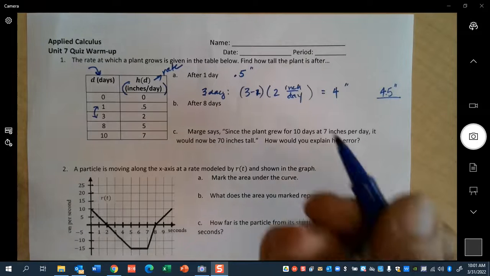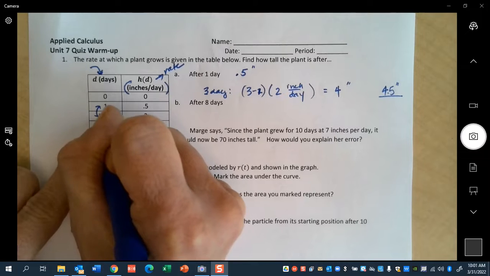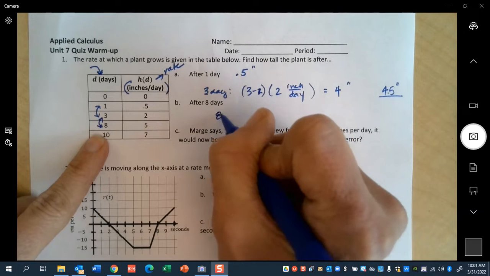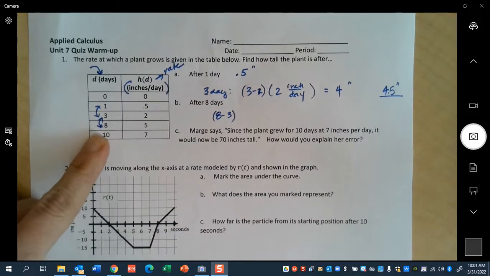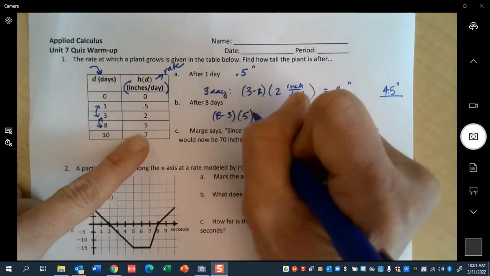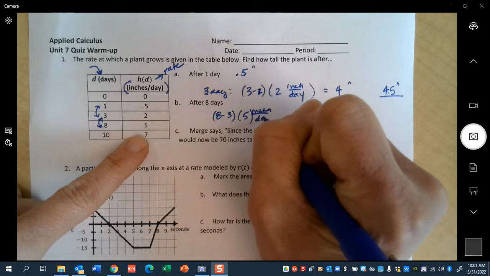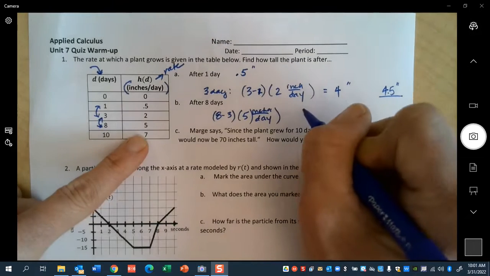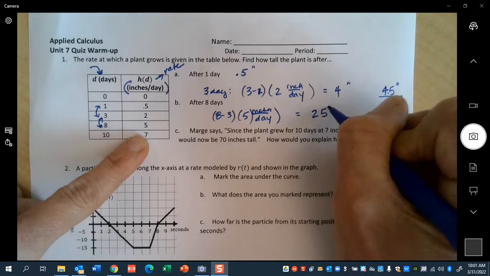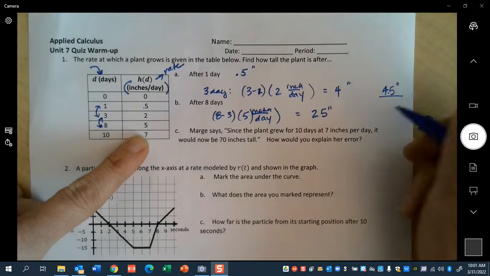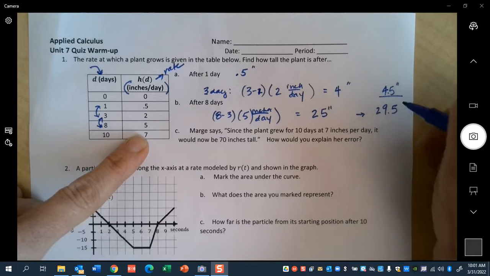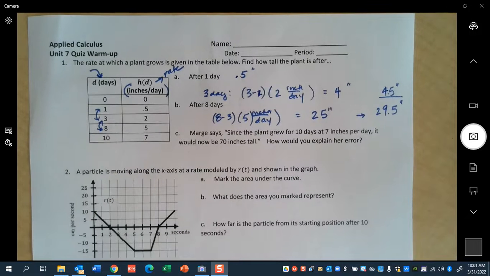We'll keep going. After 8 days, so what I have here is this conversation in here. So after 8 days, I'm talking about actually 5 days. And that 5 days, I'm going to go ahead and go with 5 inches per 1 day, which is going to give me 8 minus 3 is 5 times 5, another 25 inches. When I add that 25 inches to the 4.5 that it's already grown, I'm looking at a 29.5 inch tall plant.